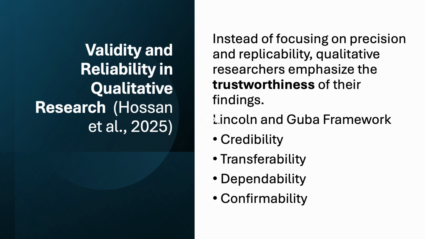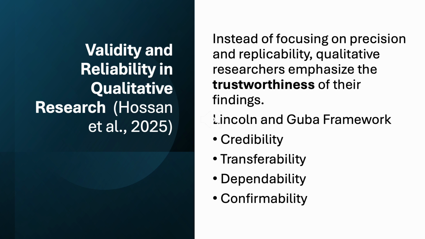Lincoln and Guba's framework, introduced in 1985 and cited in Hossan et al. 2025, provides a structured approach to evaluating this trustworthiness through four key criteria: credibility, transferability, dependability, and confirmability. These criteria are assessed using methods such as interviews, observations, discussions, and document analysis, as noted by Chin et al., 2024, cited in Ho-San et al., 2025.